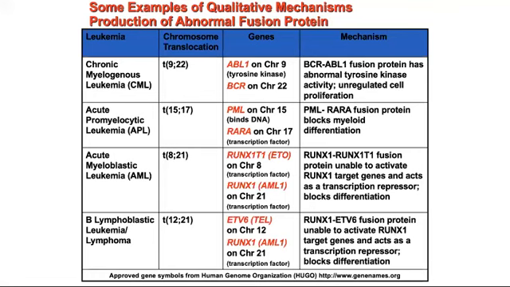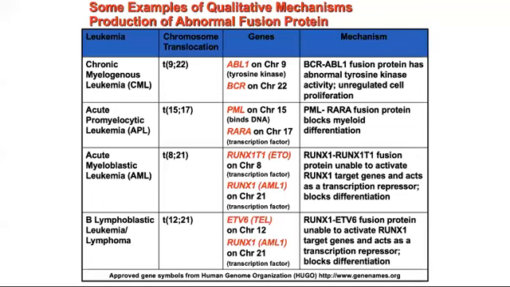In APL, the second leukemia that you see right here, the translocation involved is translocation 15;17. The genes involved are the PML gene on chromosome 15, which binds DNA and is needed for cell proliferation, and the RARA gene on chromosome 17, which is a transcription factor. The translocation leads to a new fusion protein, PML-RARA, that blocks myeloid differentiation at the promyelocyte stage.